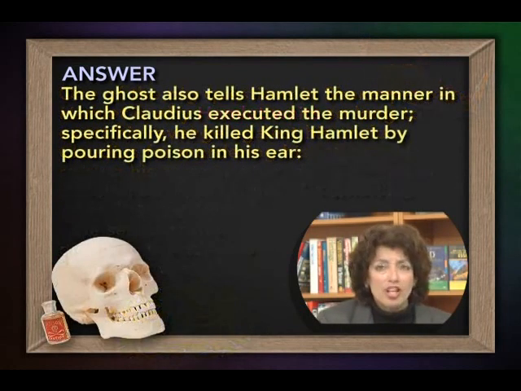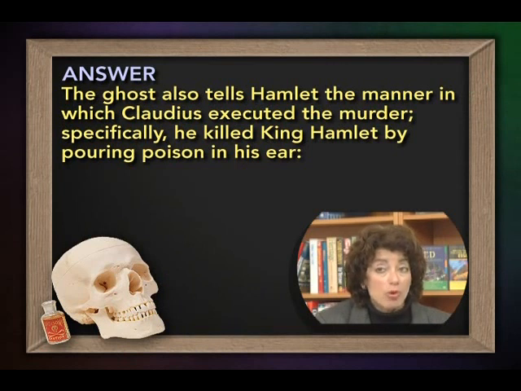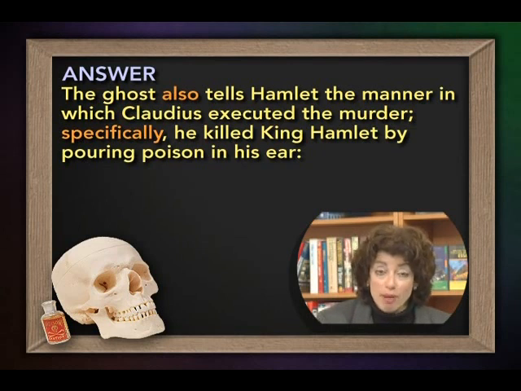To continue, the ghost also tells Hamlet the manner in which Claudius executed the murder. Specifically, he killed King Hamlet by pouring poison in his ear. I've got the word "also" to show addition, and I've used "specifically" to show an example. Please look carefully at that construction, the semicolon, the word, and then the comma.